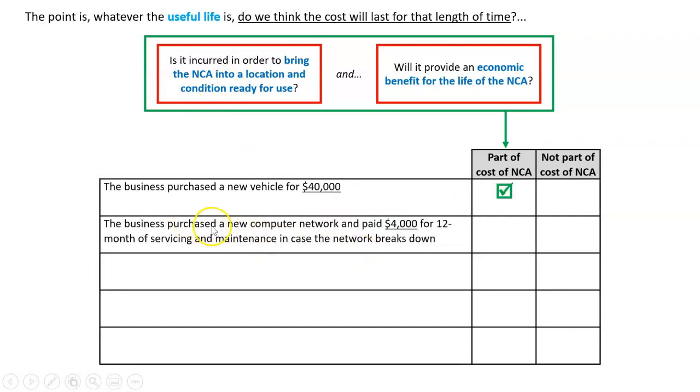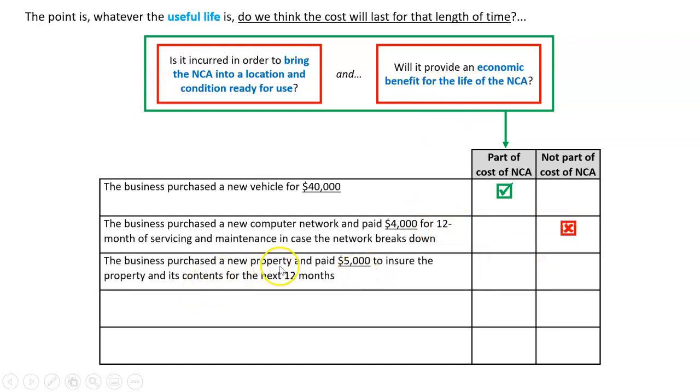This one, the business purchased a new computer network and paid $4,000 for 12 months of servicing and maintenance in case the network breaks down. Is that required to get it in a condition or location ready for use? You could argue maybe. You could also argue maybe not. But the point is, this is not going to last for the life of the asset. It's only for 12 months. So I'm going to say no, that is not part of the cost.